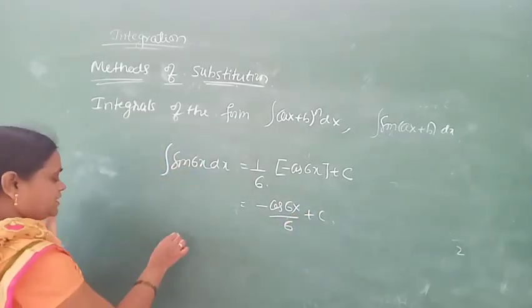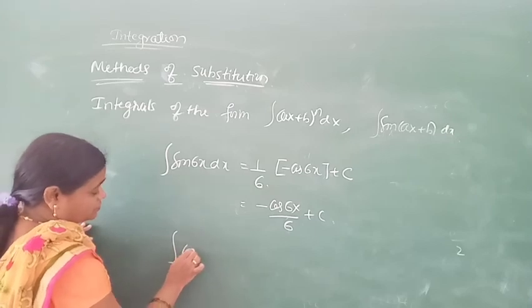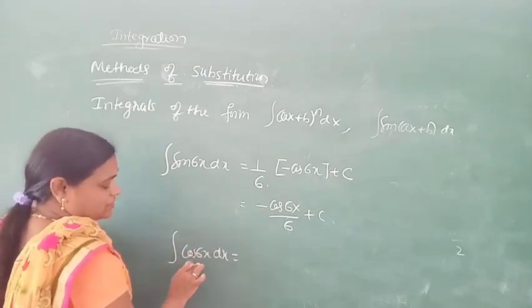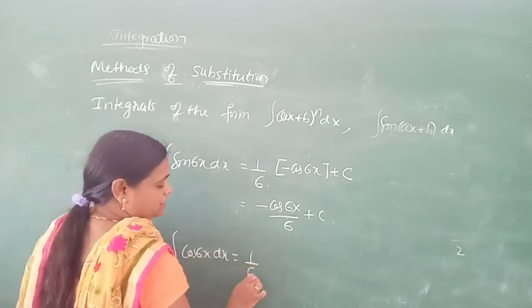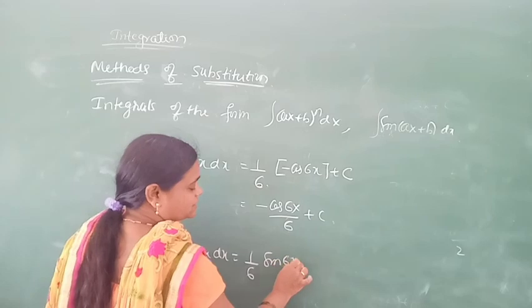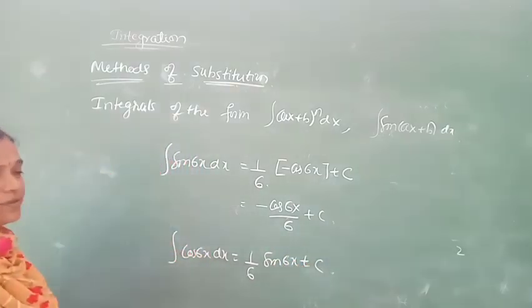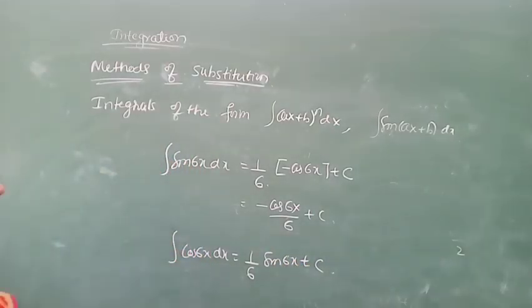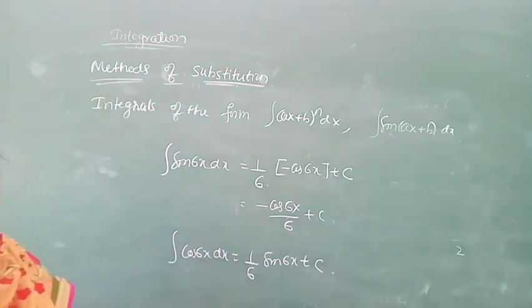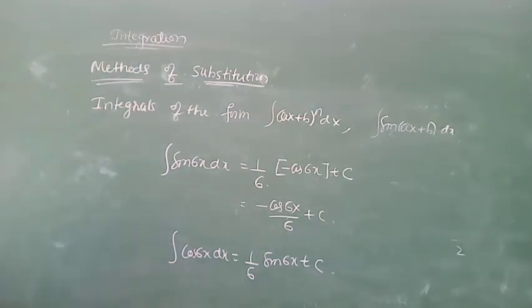Okay, next integration of cos 6x dx. Okay, 6 is multiplied, so 1 by 6. Integration of cos is what? It is sin 6x by 6 plus c. If any constant is multiplied with the angle, that one we are taking in the denominator. This is how you can do the examples. Okay, thank you.